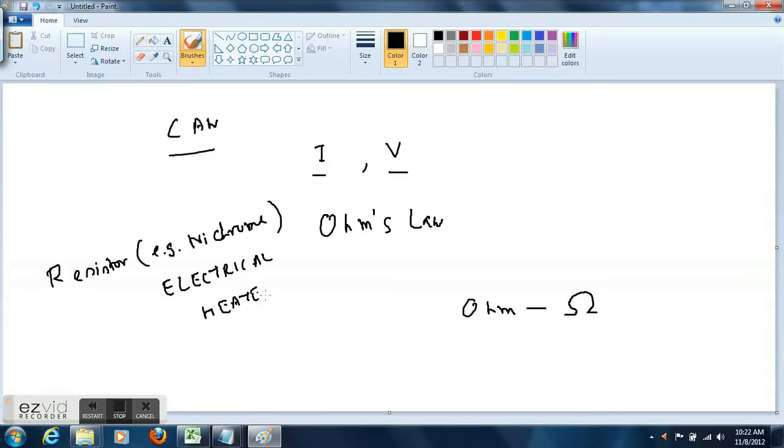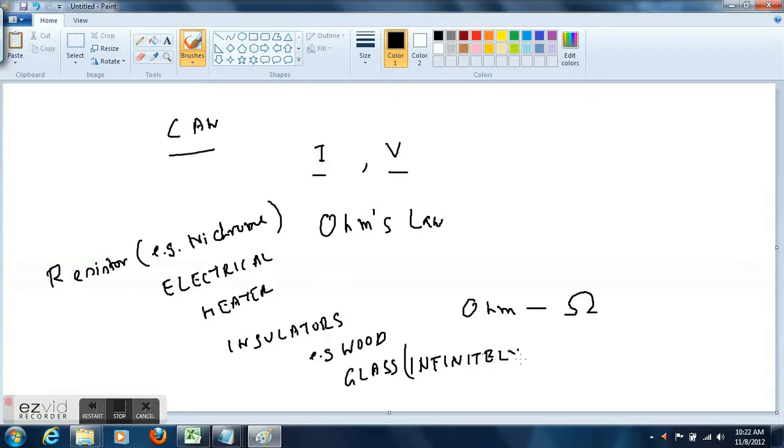Nichrome is a resistor and current will flow through them, producing a lot of heat, but insulators do not have any conductivity, like wood, like glass, like bakelite, like paper. These are insulators. They do not conduct any electricity, so we call them having infinitely high resistance. So generally insulators are also called substances having infinitely high resistance.